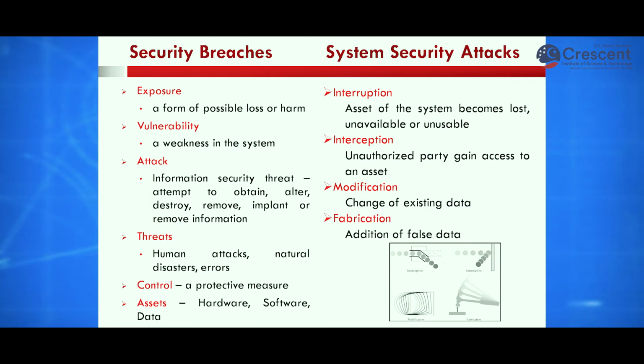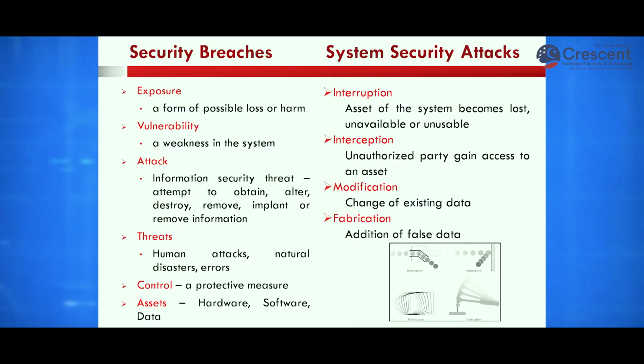Then we need to give some controls against the threats, attacks, vulnerability and exposure. We need to apply some protective measures. Finally, all these security breaches are applied to the assets in the form of hardware, software and then data. In cyber security, there are four main system security attacks: interruption, interception, modification and fabrication.